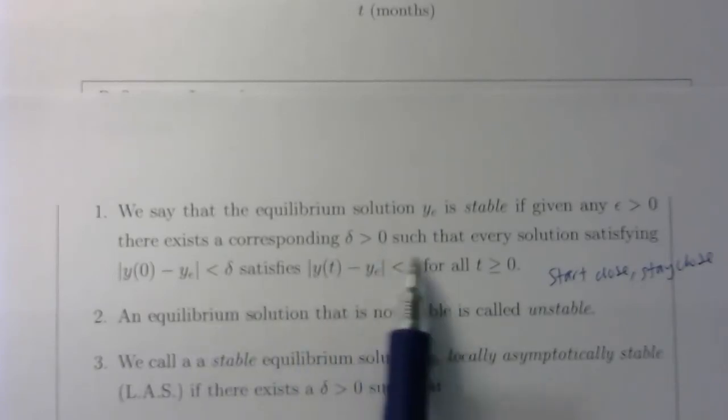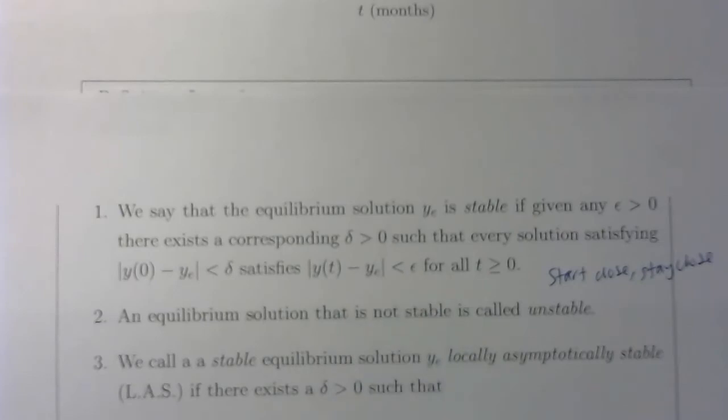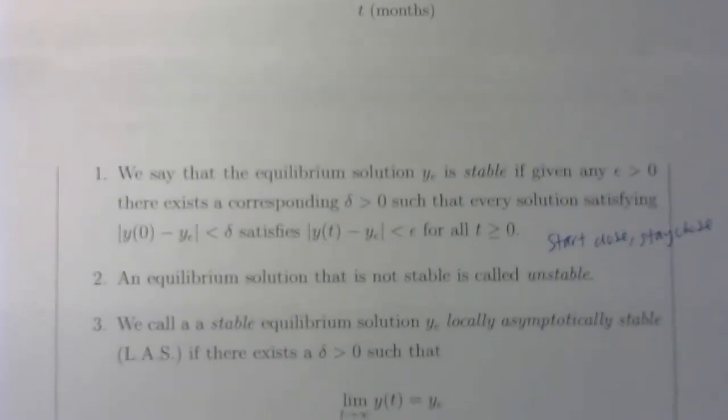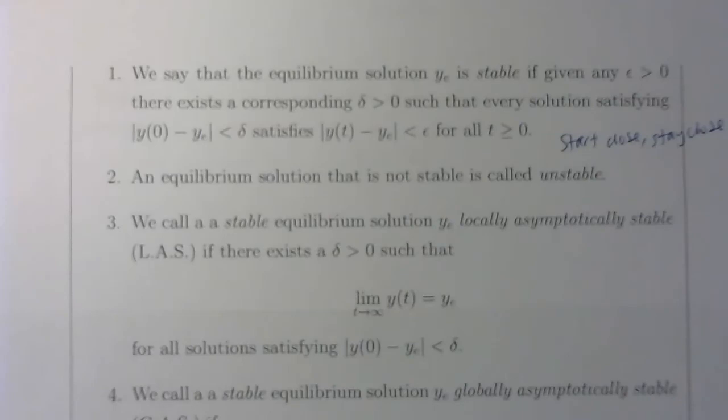If you're not stable, you're called unstable. If you leave this epsilon radius at some time, then you're not a stable solution. You can get arbitrarily far away from the equilibrium. If we have a stable equilibrium, we can also give it these two stronger conditions. We've talked about this for difference equations and also for linear differential equations. This should be pretty familiar to you.